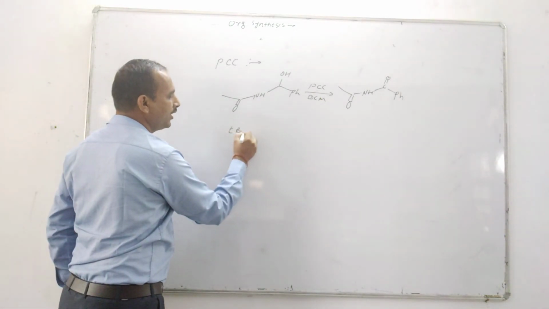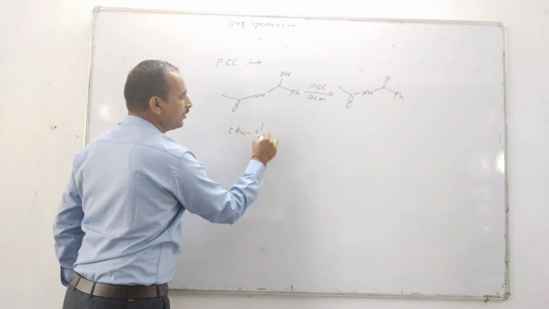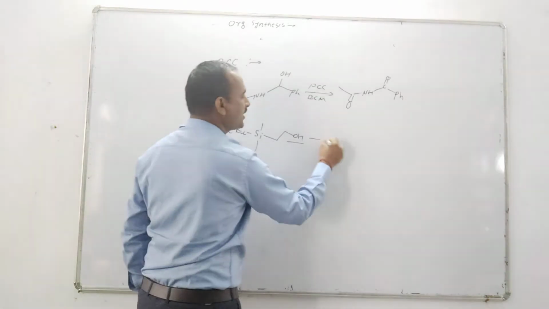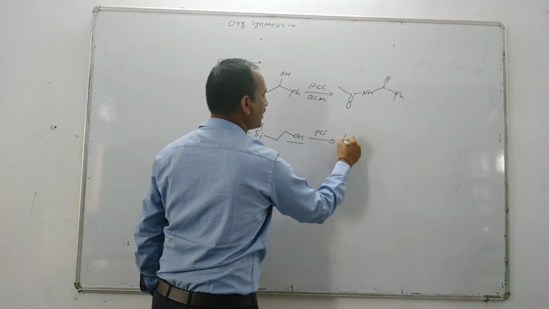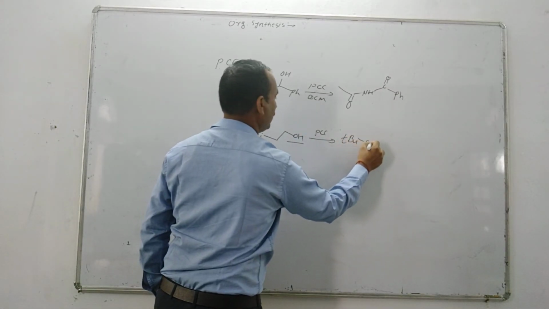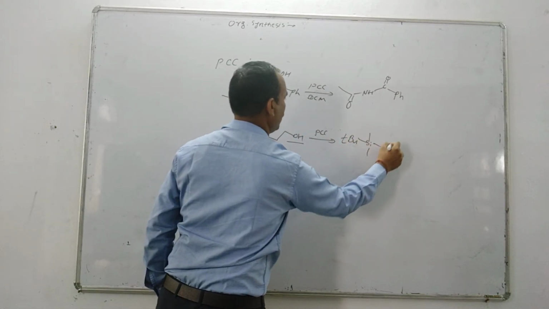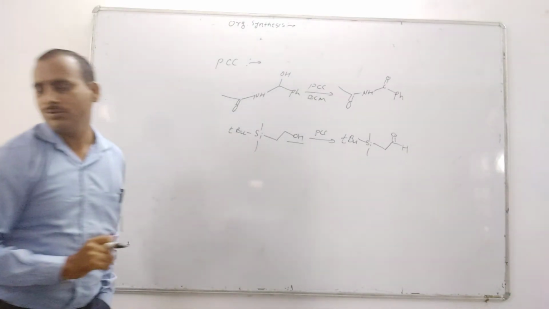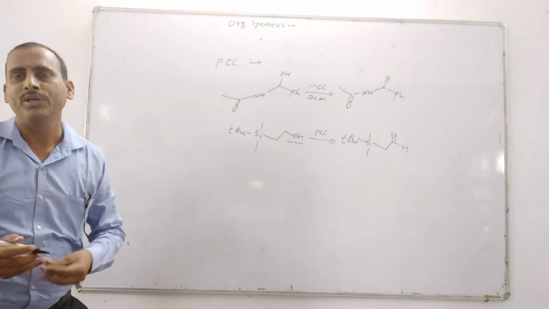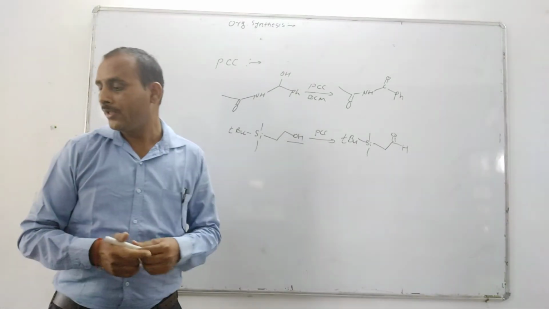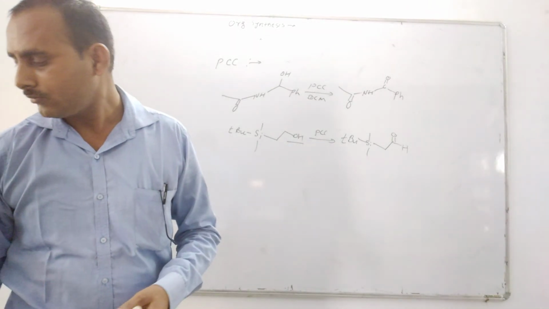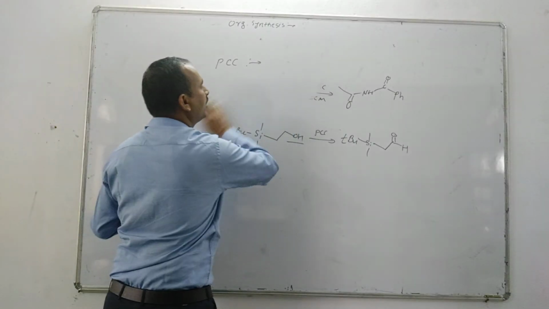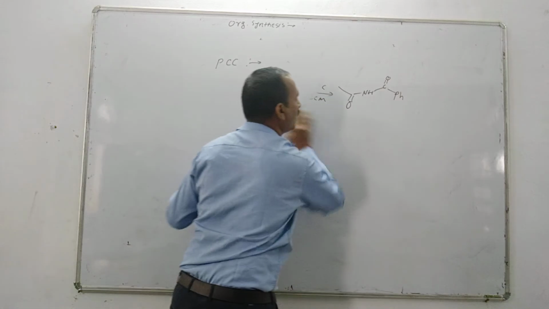Then tertiary butyl silyl OH. Now this is again a primary alcohol, and by PCC it is oxidized to aldehyde. Primary alcohol is oxidized to aldehyde by using pyridinium chlorochromate. Then the next reaction for PCC.